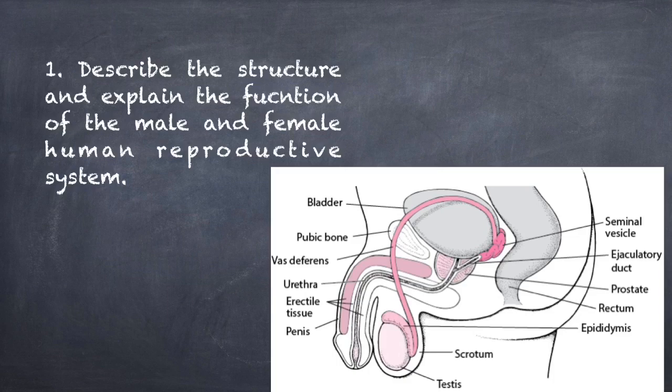And lastly, the Cowper's glands. Small glands located at the base of the penis. In response to sexual stimulation, these glands secrete an alkaline fluid which helps to neutralize acidity from the vagina and urine in the urethra.